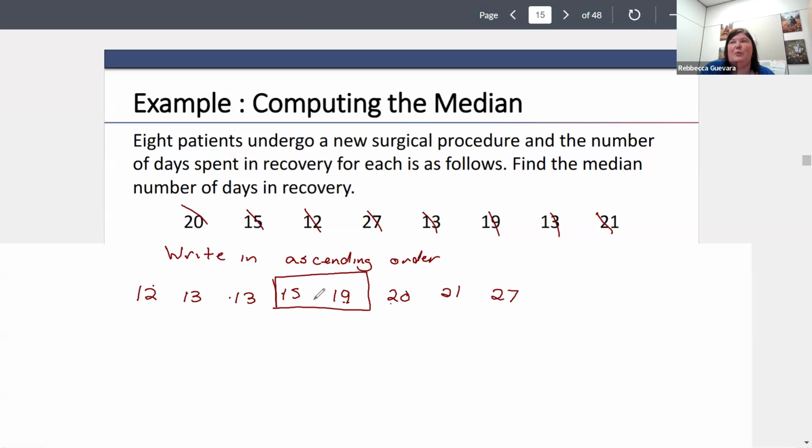What we see here is that we've got 2 data points in the middle. When it's an even number of data points like we have here, we don't have one number exactly in the center. We have 2. You see there's 3 below it, 3 above it. So what we do is take those 2 numbers, add them together, and divide by 2.